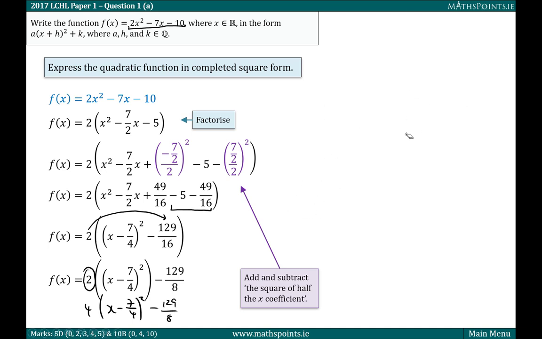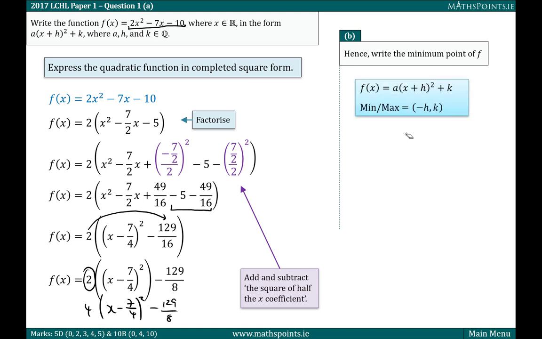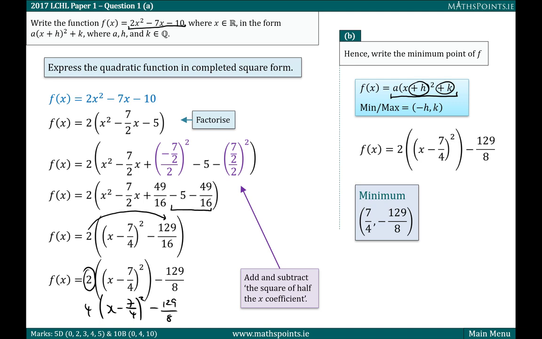Okay, so what was the second part of the question? Well, it was indeed find the minimum point of the function. So all we have to do is, it's in completed square form, and for the max or min we change the sign of the h, so minus h, and keep the sign of the k. And so we can see that that's 7 over 4, minus 129 over 8. Now, that's the completed square portion of the question done. We can use completed square to find the roots of f of x equals 0. We'll do that in a second, but let's see what else they might have asked in the question.